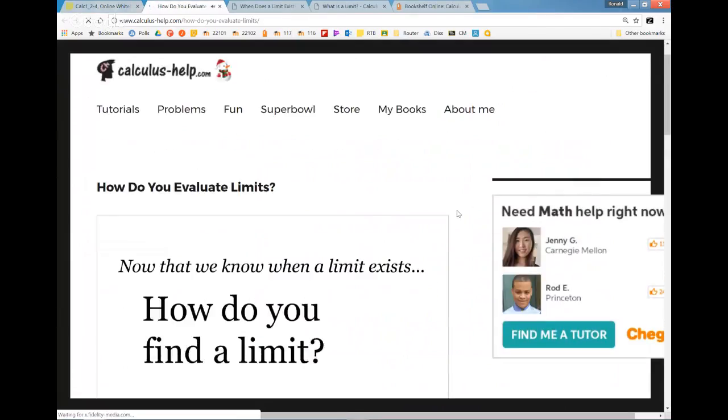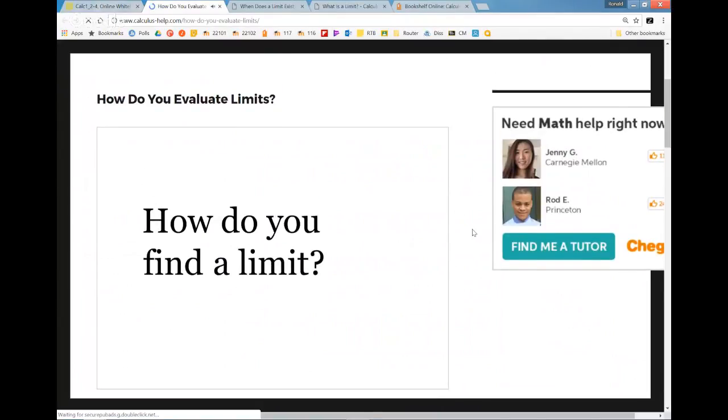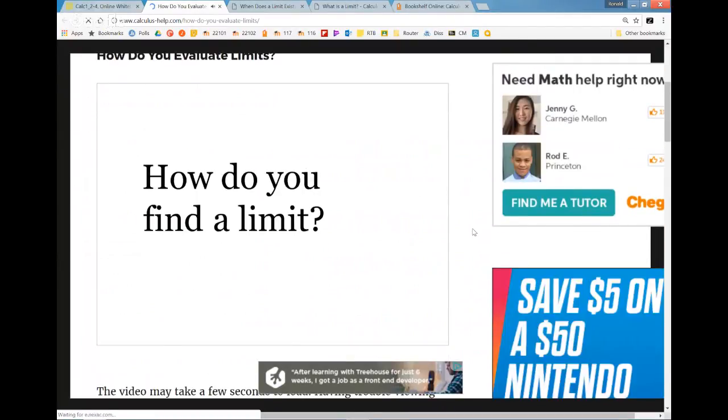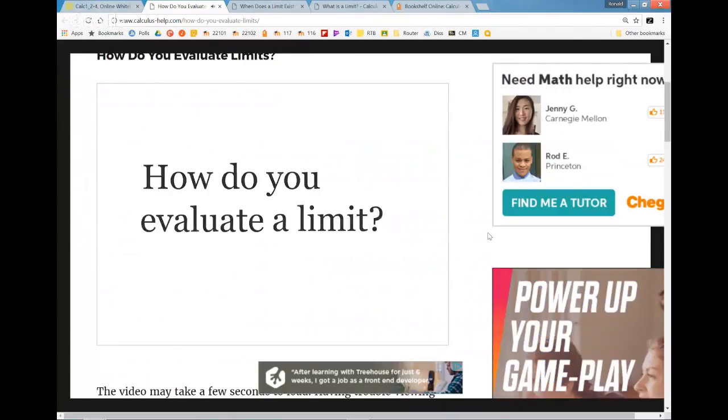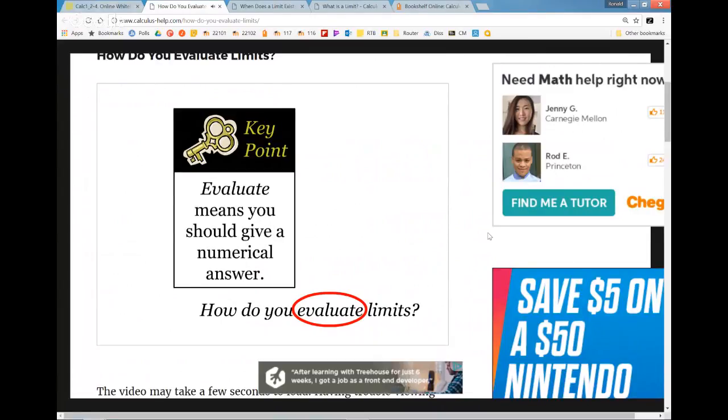Once you can determine whether or not a limit exists, the next logical step is to try to figure out what the heck that limit is. So that's what we'll be focusing on in this section. How do you find a limit? The fancy word for finding the value of a limit is evaluate. So when you see the directions evaluate, basically you should be expecting to get a numerical answer.